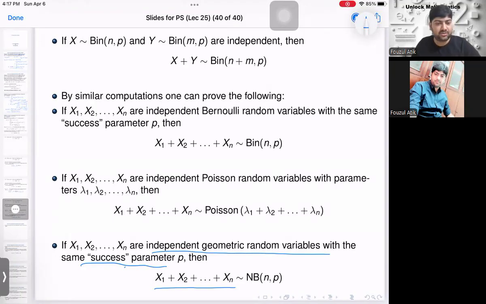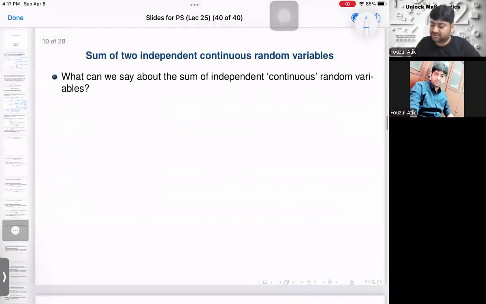Then there is a natural question: what will happen in the case of continuous random variables? For the sum of two independent continuous random variables, what will happen? Is it again a continuous random variable of a similar kind or not? We can discuss.